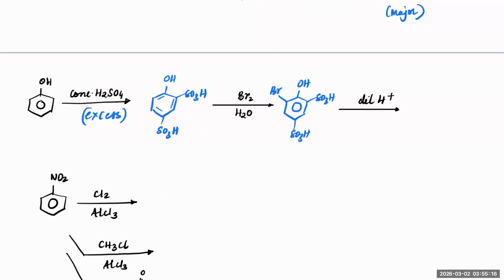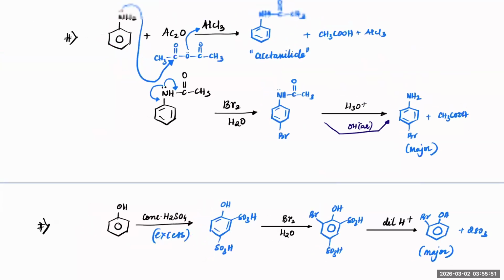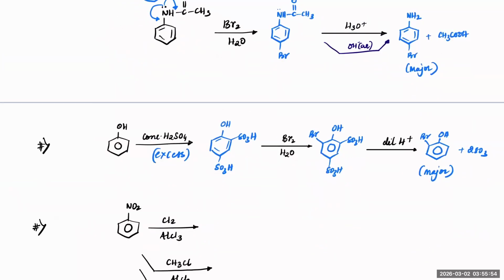And if you recall, during the preparation I told you, if you have SO3H and you use dilute H plus, desulfonation will take place. That means sulfur trioxide will go away and we end up getting only bromine here, and 2 moles of SO3 will come out. Okay. So therefore, this is the major product now. Again, it was not possible to get only the ortho position as the major product. But if you use excess H2SO4, this has become possible. Okay. So these are a few important reactions of aniline and phenol.